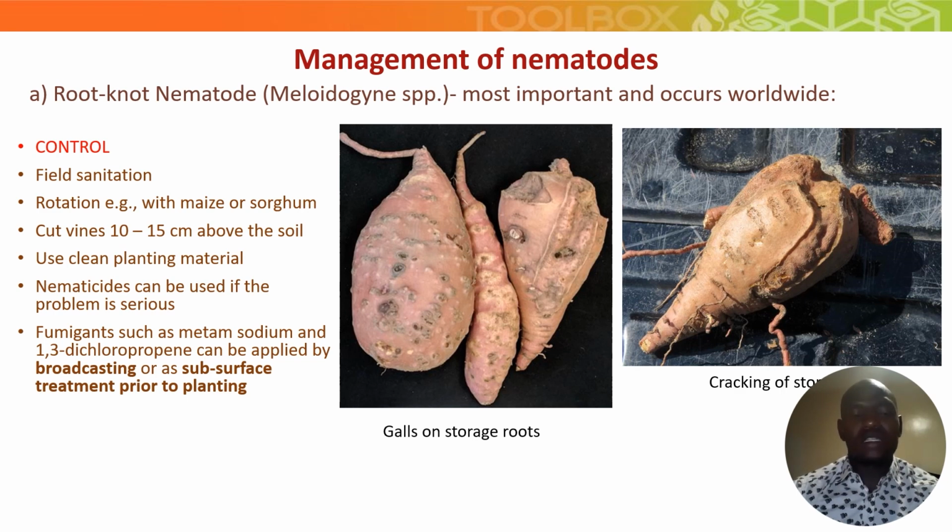Control strategies include field sanitation, rotation with maize or sorghum. Cut your vines 10 to 15 centimeters above the soil. Use clean planting material. And when the condition is very serious, you can use nematicides. There are some fumigants that have been recommended, for instance, metam sodium, which can be broadcast, or applied as a subsurface treatment prior to planting.